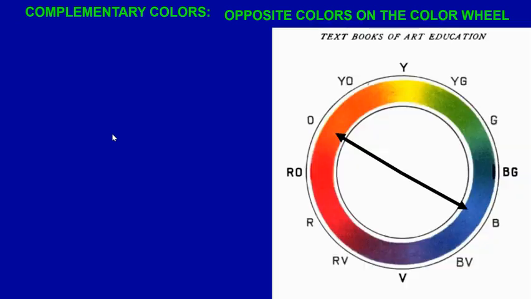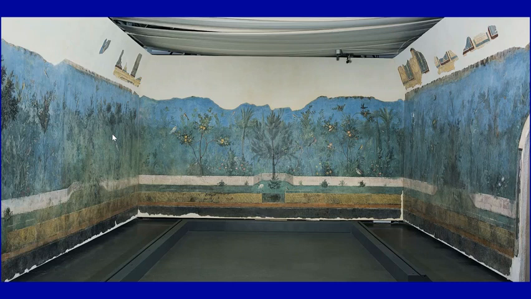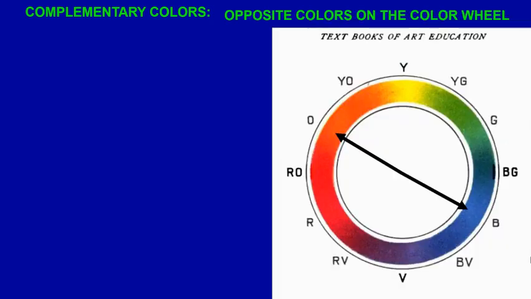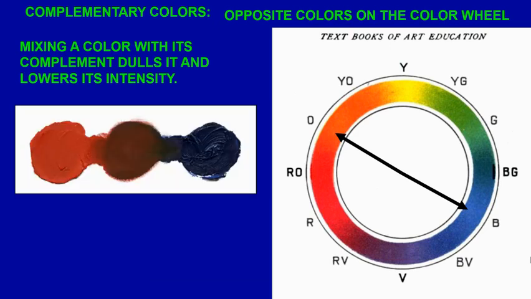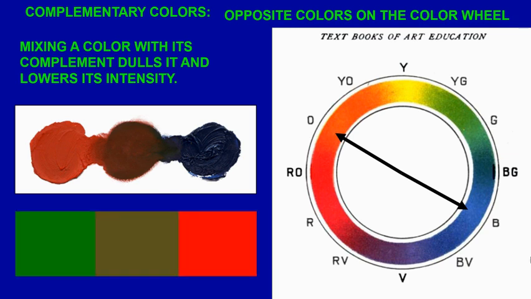Complementary colors are opposite colors on the wheel. I'm going to go back to these. This one right here, there's a lot of blending of the blues and the greens, and so that kind of lowers the intensity of what we're looking at. All right, complementary colors are opposite colors on the color wheel. So blue is the opposite of orange. And when you mix the opposite colors together, they dull the intensity. So blue and orange mixed together makes a dull color. Red and green mixed together creates a dull color.